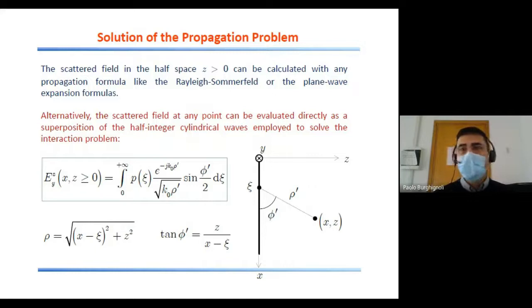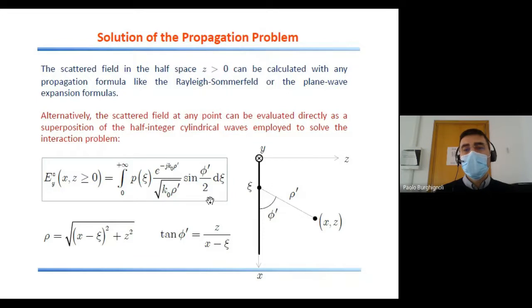Alternatively, you may exploit this particular form of the solution that we have built, since we have built the solution as a superposition of waves that enforce the boundary condition. We can use the same representation to find the field everywhere in space. So you can again use the superposition with amplitude P, and now P has been found, of elementary waves of anisotropic character.